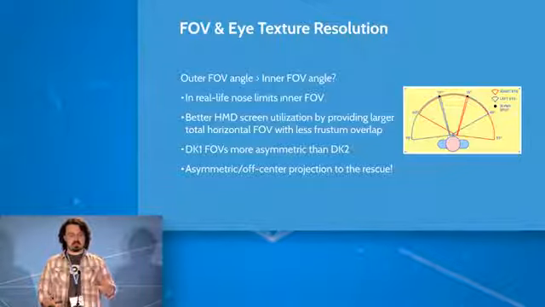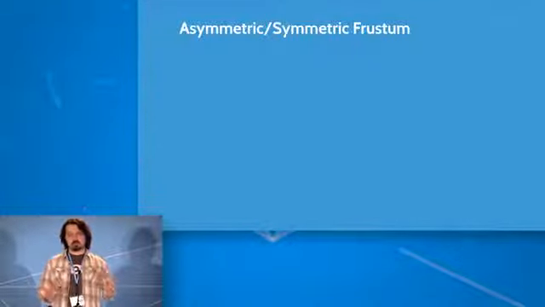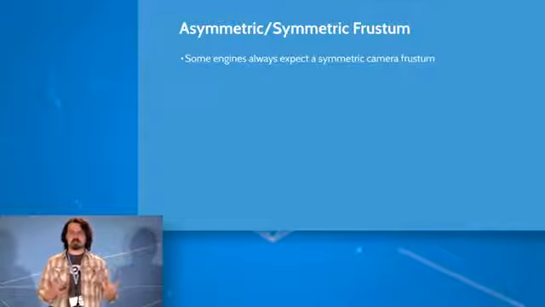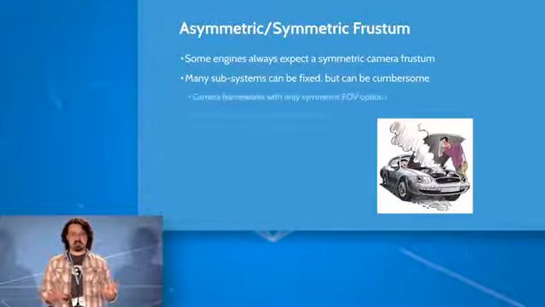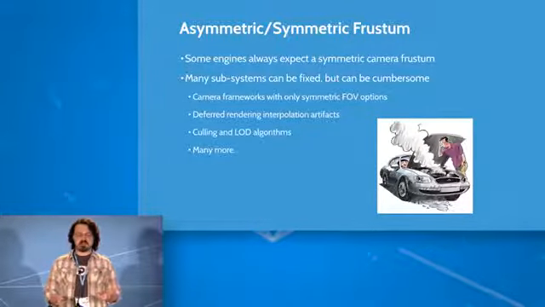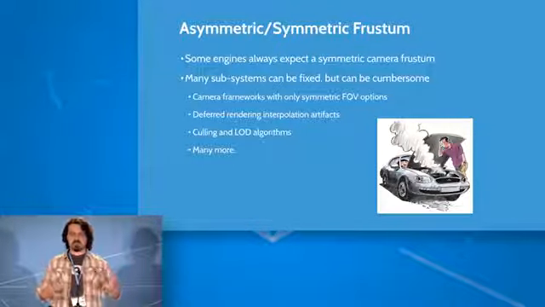And interestingly enough, the DK1 actually had more asymmetry than the DK2. And that's where the asymmetric frustums come into play. So I'll briefly talk about that. In some engines, they're written in a way where they always expect symmetric frustums. And this is kind of understandable because asymmetric frustums usually only really come up in practical cases of doing stereo 3D rendering. And you can fix many of the subcomponents, but sometimes they can prove to be too cumbersome, especially if you're trying to go through millions of lines of code.